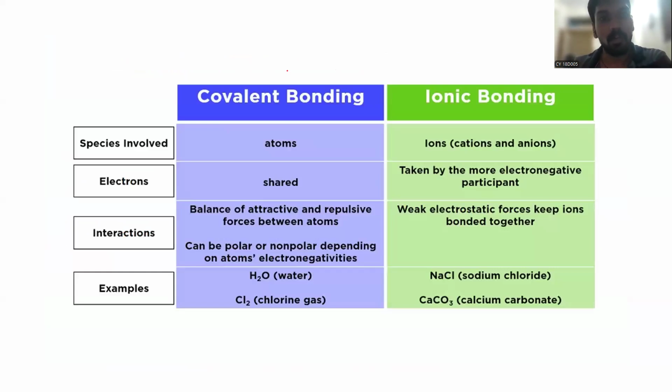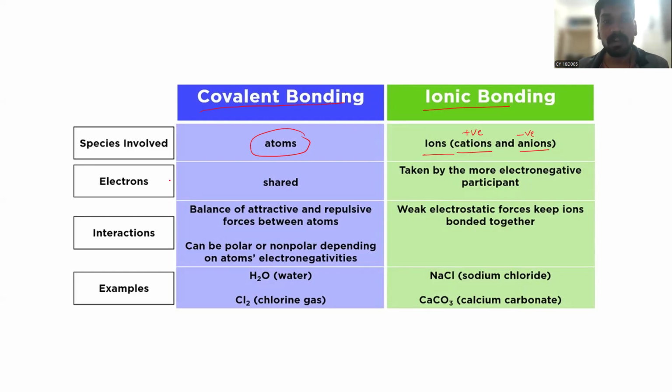Students, how are you? Today we are going to start a new topic: naming covalent compounds as well as ionic compounds. Before starting, we will understand a little about what covalent compounds and ionic compounds are. In covalent bonding, atoms are involved, but in ionic bonding, ions are involved. Positively charged ions are called cations, and negatively charged ions are called anions. You know very well about cations and anions.